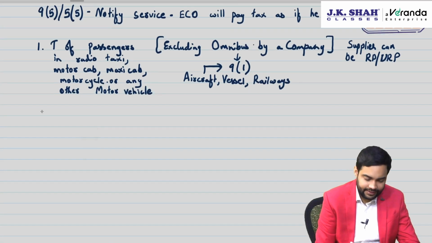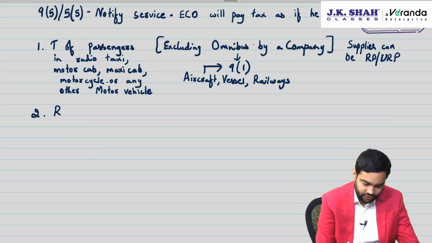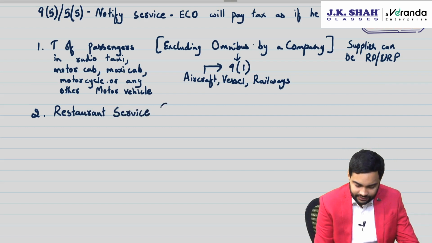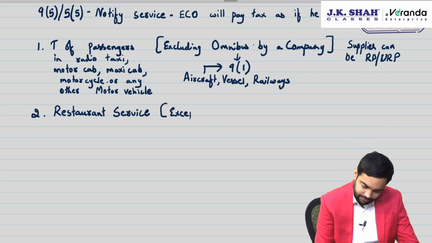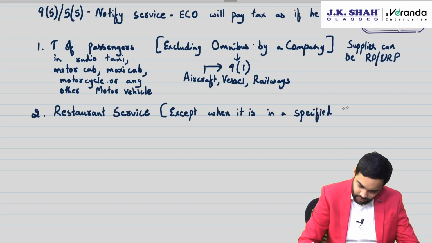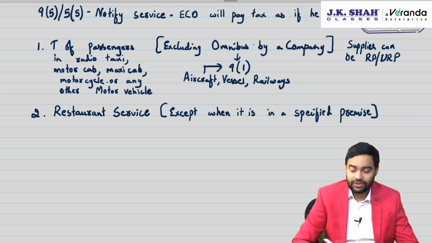Okay, then the second point is relating to restaurant. Restaurant service providing is also covered by 9(5). Here there is one exclusion, except when it is in a specified premise. Is the term specified premise defined? Obviously yes.